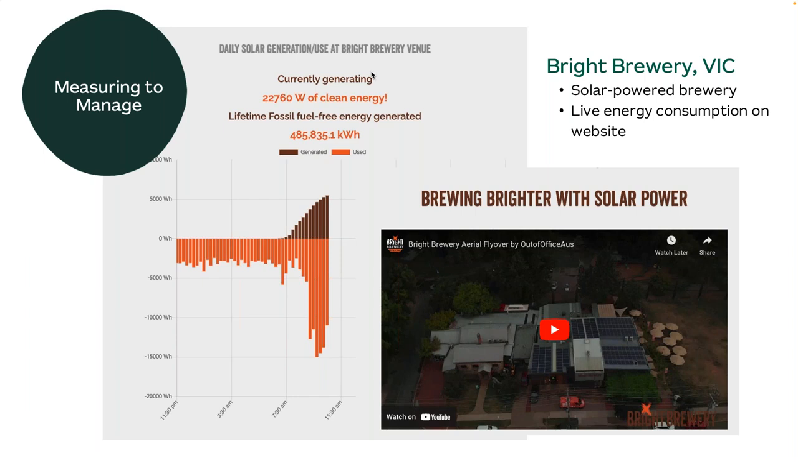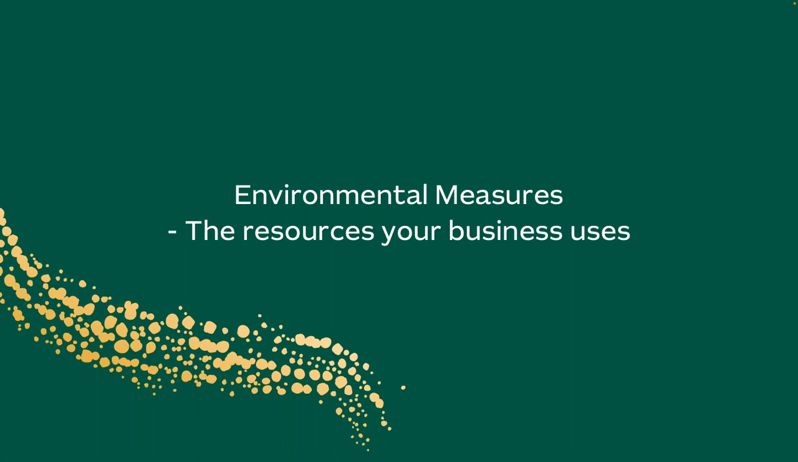On their website, they have a live energy consumption tracker. On the tracker, you can see the energy they're using compared to the energy they're generating from renewable energy. This is a really great way to be transparent, communicating to the customer: this is what we're doing, this is the energy we're producing, this is the energy that we're using, this is what we need to do. Being transparent with the customer, stakeholders, and community is exactly what we're looking to do. So they're measuring it, but they're also communicating it in a really great way.